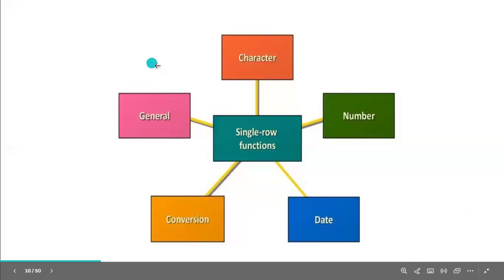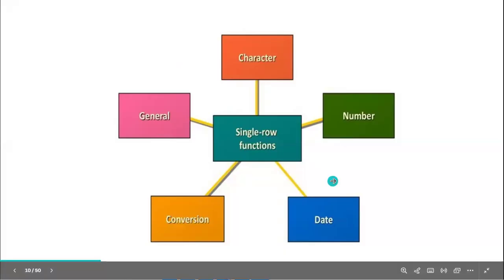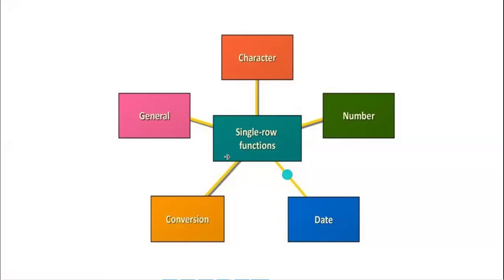As highlighted before, there are 100-plus single row functions, so we need to categorize them. I have categorized single row functions into 5 types. What are the types? You can remember them with the data type.